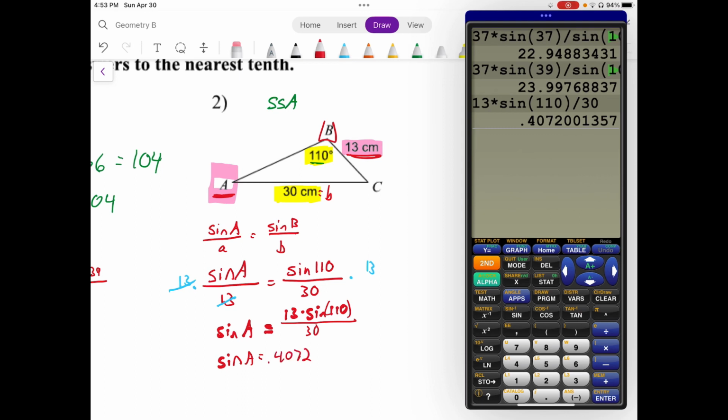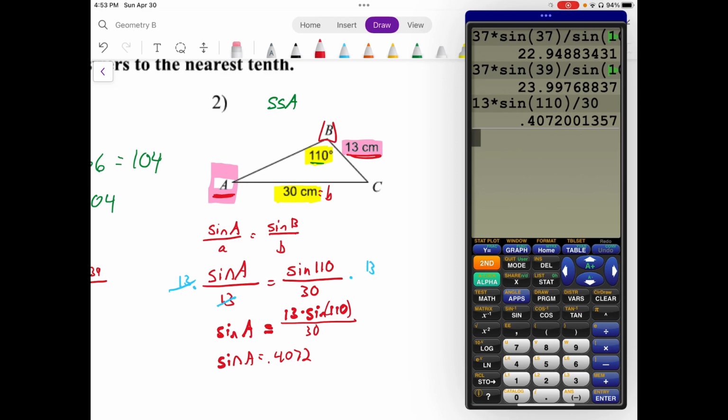0.4072. Now it's good to go to at least 4 decimal places, not 3 decimal places, and definitely not 2 or 1 decimal place because it will really throw off your answer. So we go to 4 decimal places. That should be accurate enough. In fact, I usually just leave the number in my calculator and go from there.